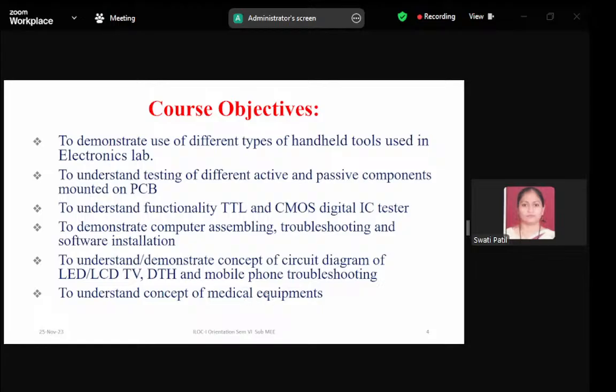Actually, we will be able to understand the basic concepts of electronics. We can explain the principle and importance of maintenance in electronic systems. We can distinguish between the different types of maintenance. The different types of maintenance are preventive, corrective, and predictive. So we can differentiate between these different types of maintenance. We can identify the common faults.